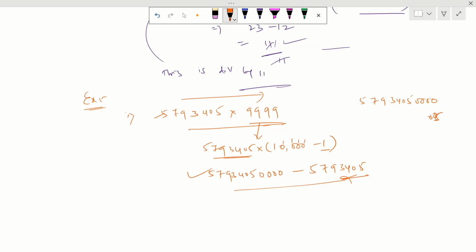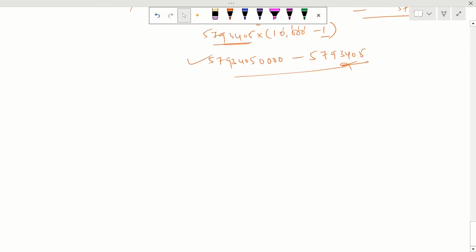Then we can subtract easily. 0 5 4 3, below number, each exactly below number, I am writing 9 9 7 5. Okay, this minus this. Then we can easily subtract this number. Such tricks we have to follow.